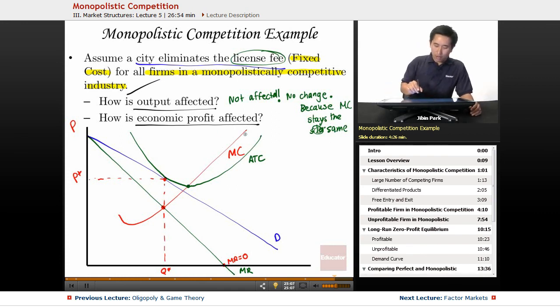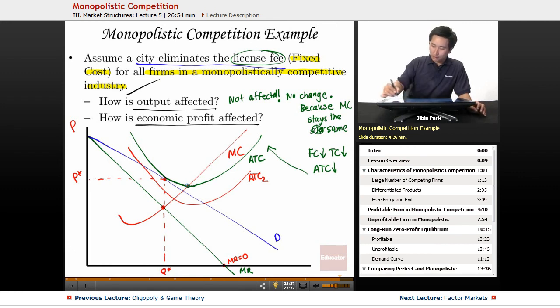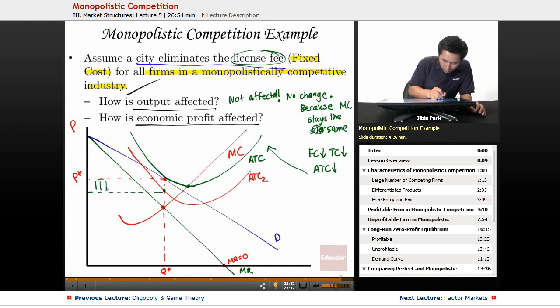Now, how is economic profit affected? Well, if fixed cost goes down, then total cost goes down. And if total cost goes down, well, guess what? ATC also goes down. So let's go ahead and graph how it actually looks. The ATC actually would go down, maybe like this, ATC2 right here. And in the short run, what would end up happening is that there would be economic profit as labeled right here. So this would be the economic profit.